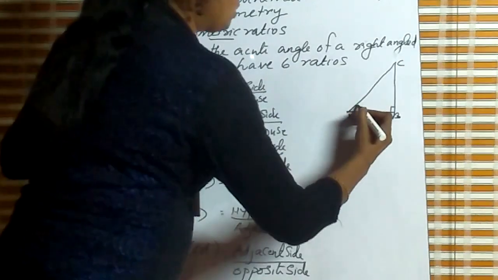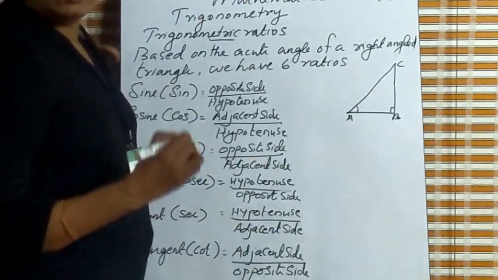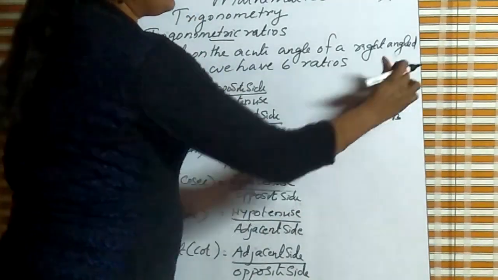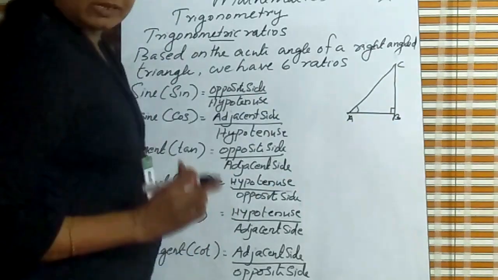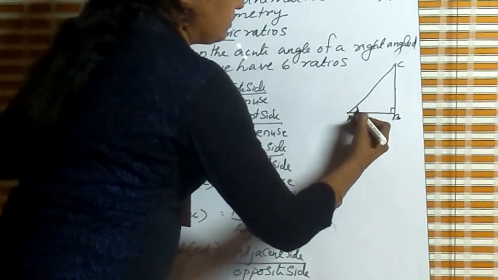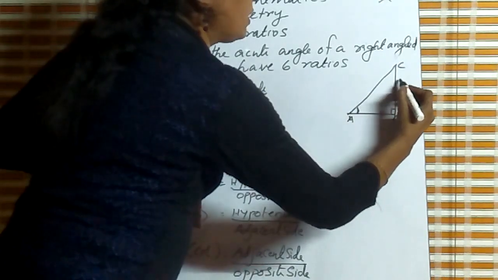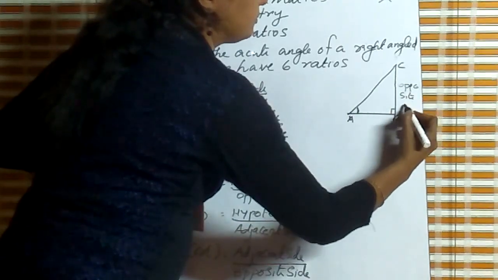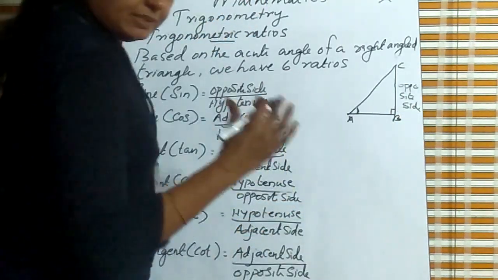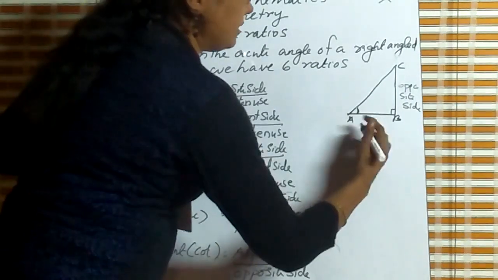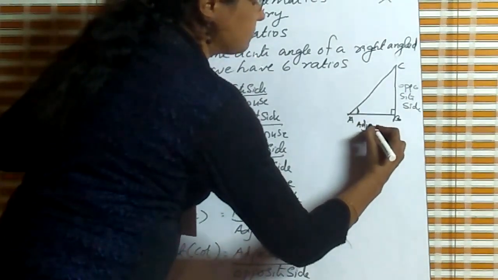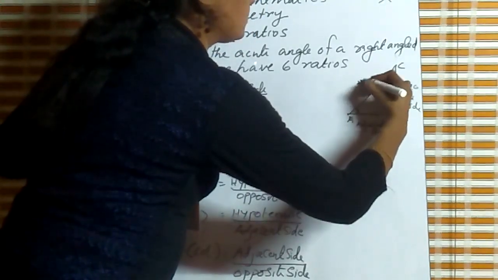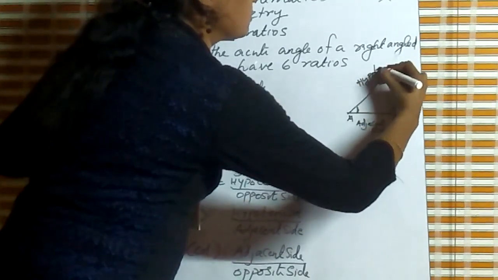Now listen, based on this, consider triangle ABC, a right-angled triangle with the right angle at B, and its acute angles are angle A and angle C. Based on angle A, the side which is opposite to angle A is BC. This BC is the opposite side, and the side which is adjacent to angle A is AB, this is the adjacent side, and this AC is the longer side, the hypotenuse.